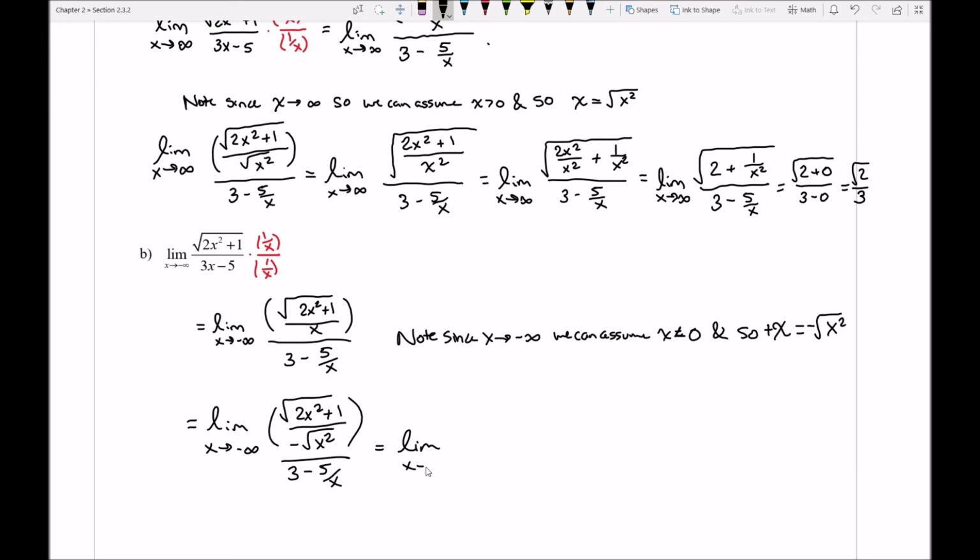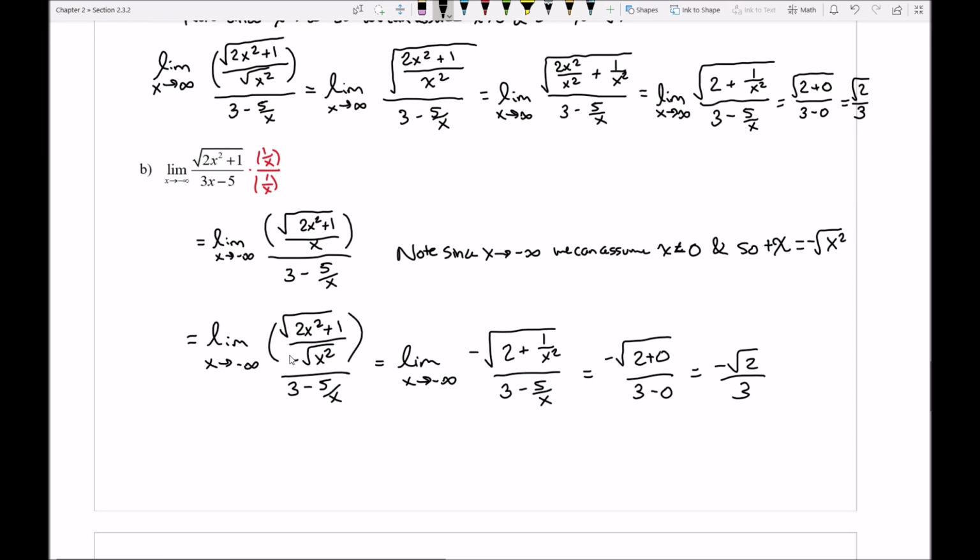Then I'll combine a couple steps here. I'm going to simplify everything into a single square root and separate out the fractions. And then if I evaluate the limit, notice I'm going to get a negative square root of 2 plus 0 over 3 minus 0, and end up with negative square root 2 over 3. Remember, this negative here is just coming from this negative, which is what I need to compensate for the fact that x is a negative value here.